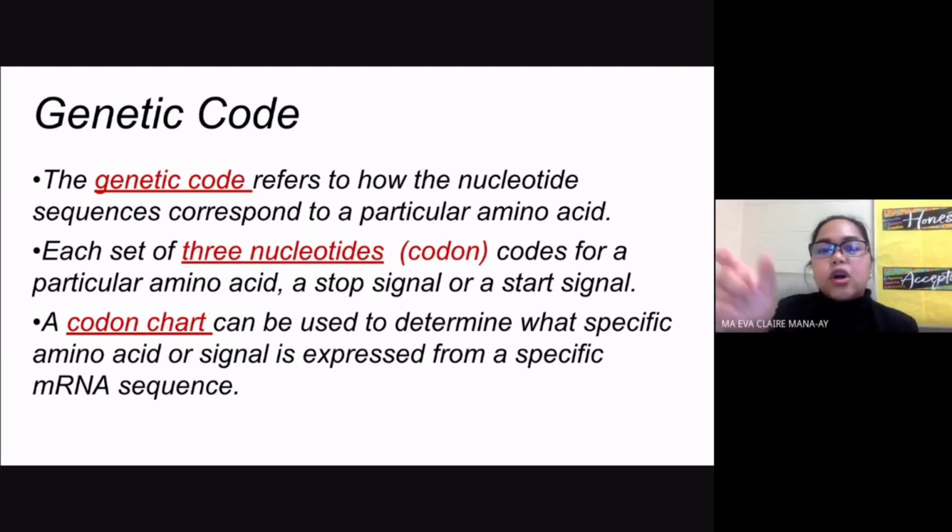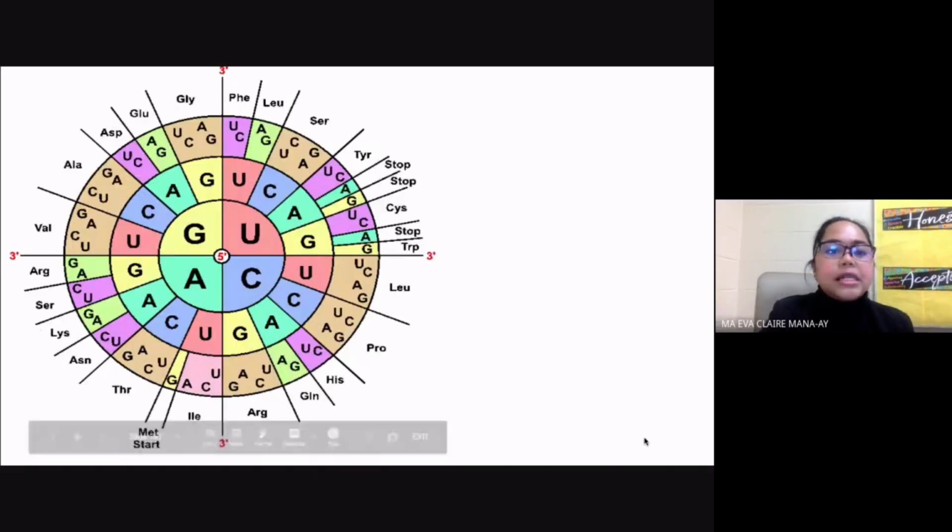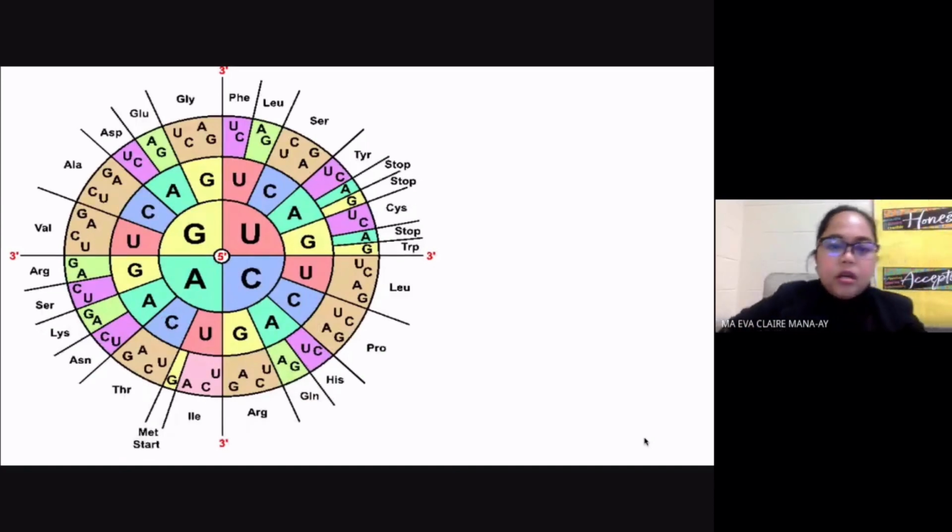Okay, so each of your codons, when you say codon, there are 3 nucleotide sequences. These are the 3 letters that you find in your messenger RNA. It might be AUA, AGU, it might be UGA, or whatever. Okay, we are going to take a look at different examples of that later. And we use a codon chart to determine what specific amino acid or signal is expressed from a specific mRNA sequence. Now, this here is an example of your codon chart. Okay, so this is your codon chart.